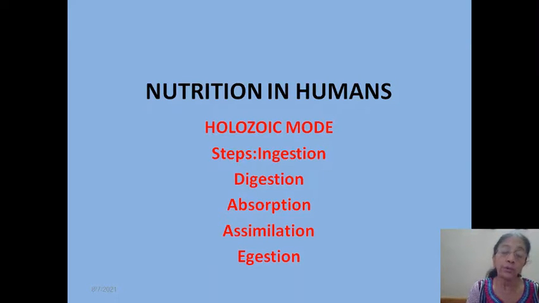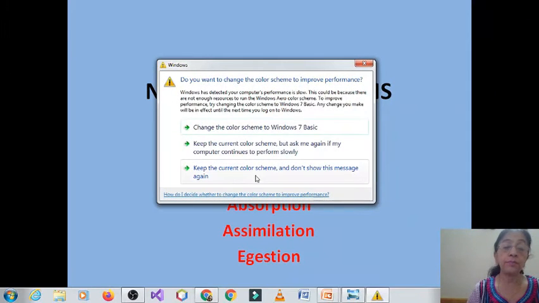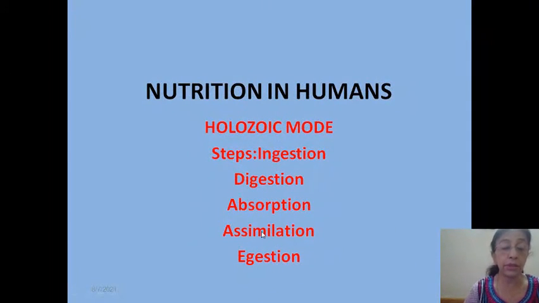So let's begin. Actually, nutrition in humans is the holozoic mode of nutrition. There are 5 main processes or steps concerned with the use of food by animals. In other words, there are 5 steps in the holozoic mode of nutrition seen in animals, and they are ingestion, digestion, absorption, assimilation, and egestion.